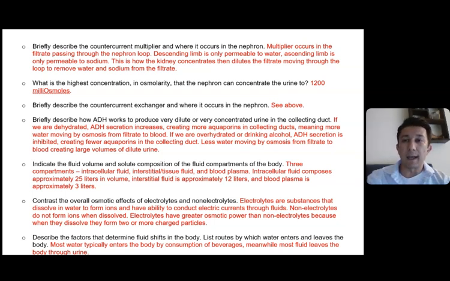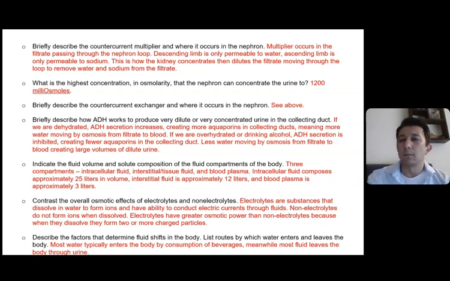So what we see is that as the filtrate moves down the descending limb, water leaves the filtrate and enters the bloodstream, which causes the filtrate to become more concentrated because water is leaving that filtrate. And then as filtrate moves up the ascending limb, we see that sodium leaves the filtrate, which once again dilutes the filtrate. And in doing so, the kidney has used this as an advantage in order to be able to pull both water and sodium out of the filtrate at the same time.